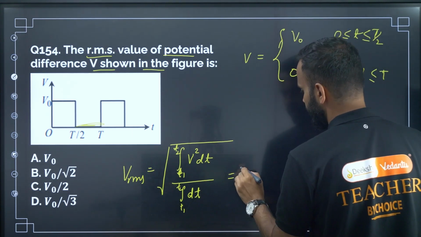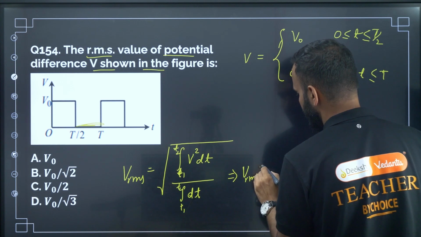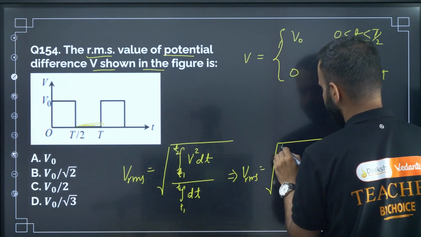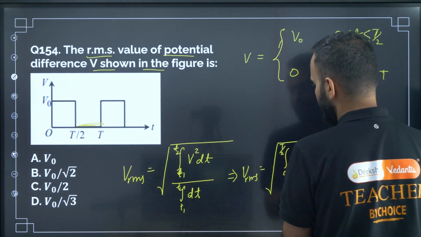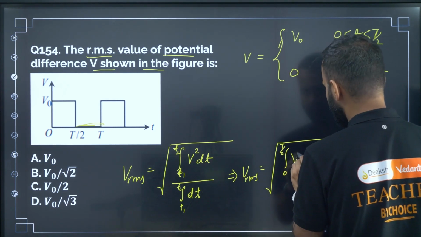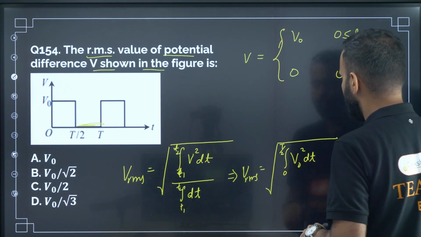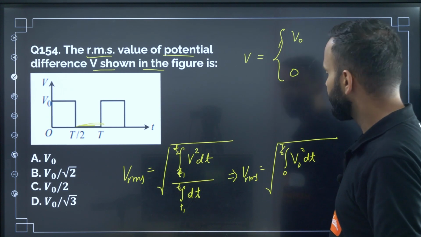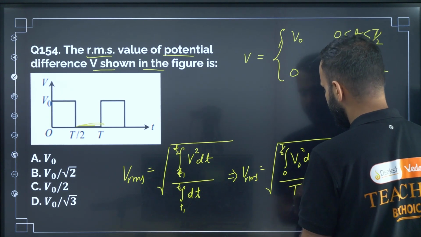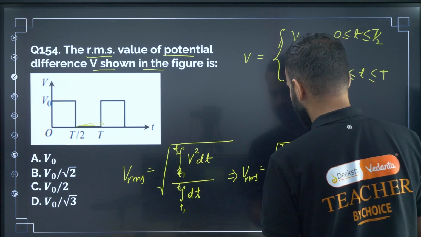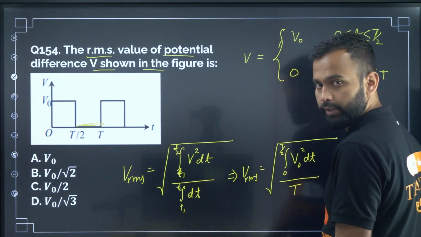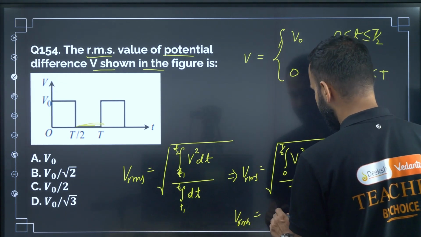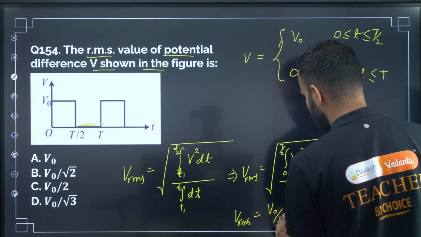Now here V RMS is equal to the root of the integration from time 0 to T by 2 of V naught square into dt, plus the integration from T by 2 to T of 0 dt, okay. So it will be 0 only, right? Divided by T, okay, 0 to T. Now here this will be 0 to T into dt. Now V RMS is equal to, now solve this, you will get V naught divided by root 2, okay.